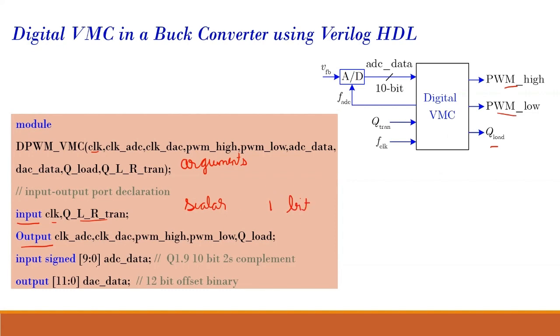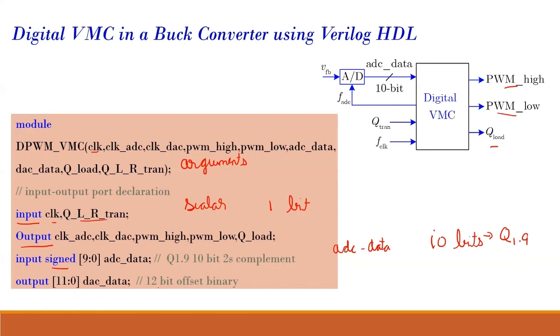That is the input from the ADC, which is 10 bit. The input from the ADC is a signed two's complement value, in the form Q1.9. I must remember that the input ADC data is of the form Q1.9. When I define it over here, I just define it as ADC data, a variable of 10 bits. When I am writing the code, I must remember that it is Q1.9. Similarly, the DAC data is 12 bit, offset binary.